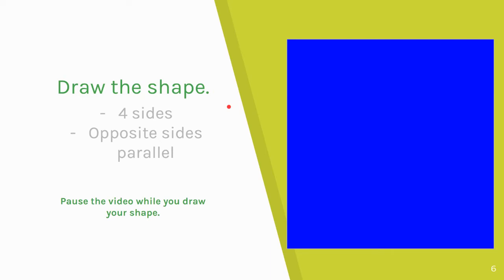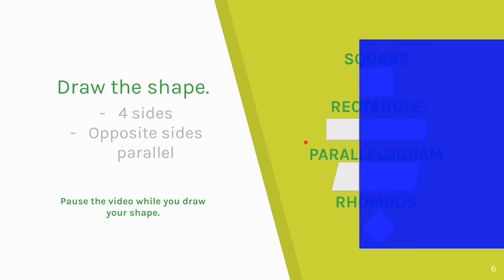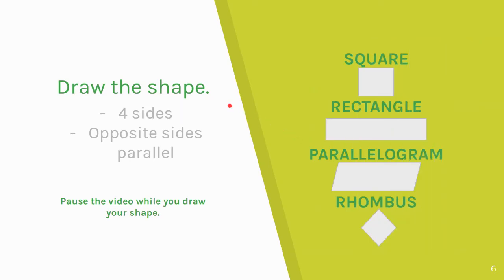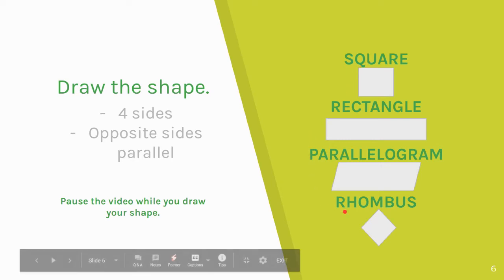What about trying to draw this shape? Draw me a shape with 4 sides, but the opposite sides are parallel. Look at all those choices that you could have drawn on your paper. You could have drawn a square, a rectangle, a parallelogram, or a rhombus. The clue said the opposite sides are parallel.